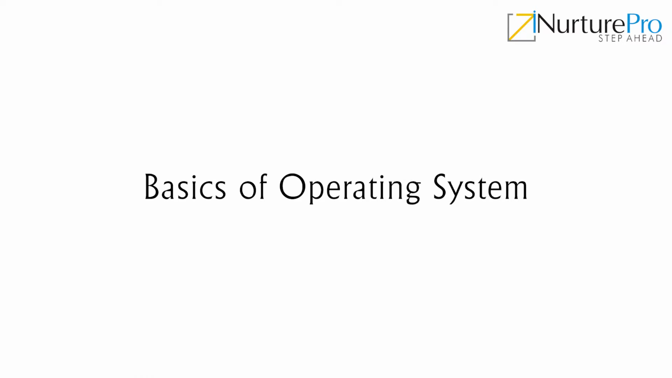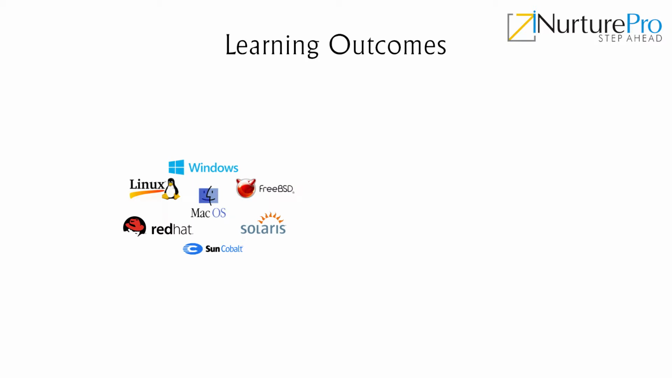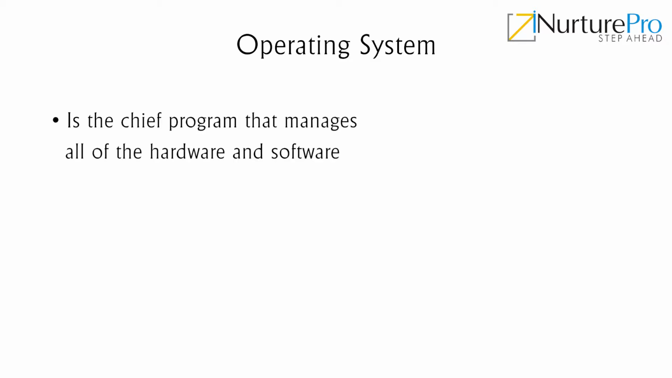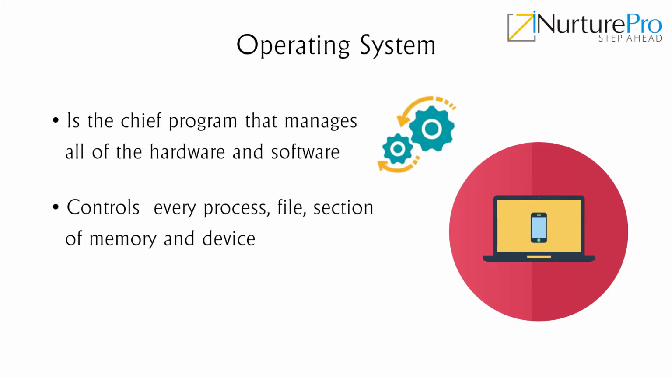In this video, we will be discussing the basics of operating systems. After completing this video, you will be able to say what an operating system is. In simple terms, it is a chief program that manages all of the hardware and software. It has control of every process, file, section of memory and device. It is very important. It works as a middleman, and it makes sure both hardware and software interact correctly.